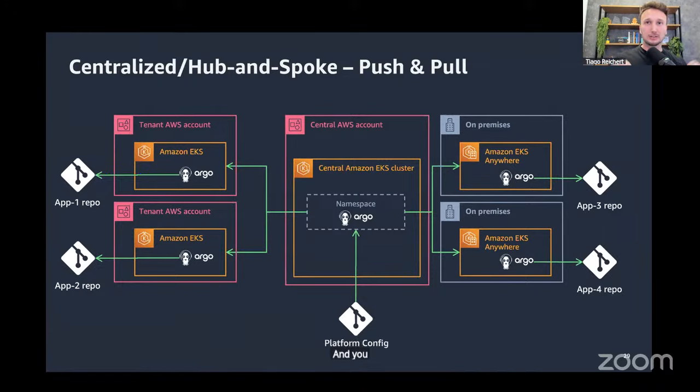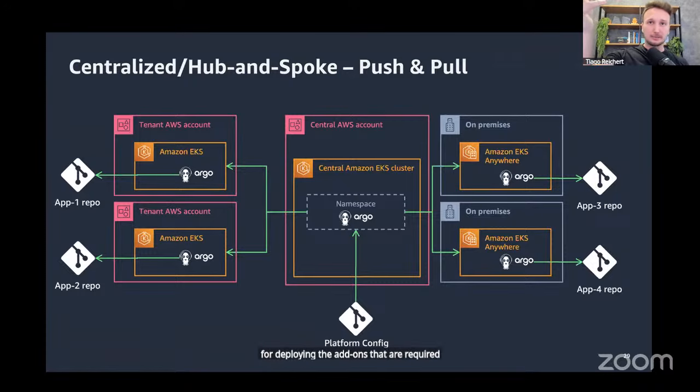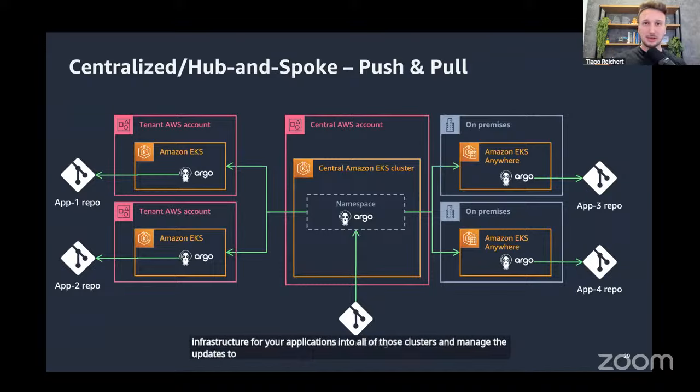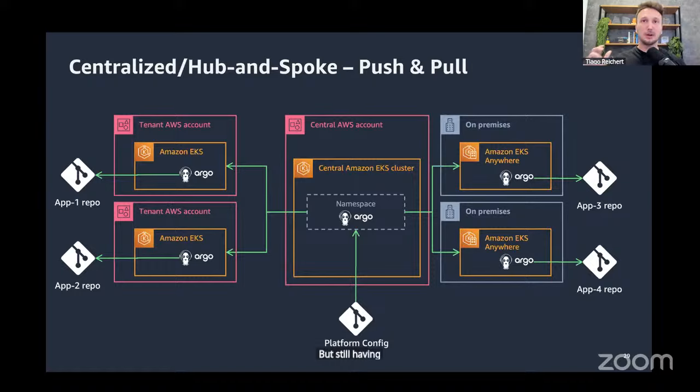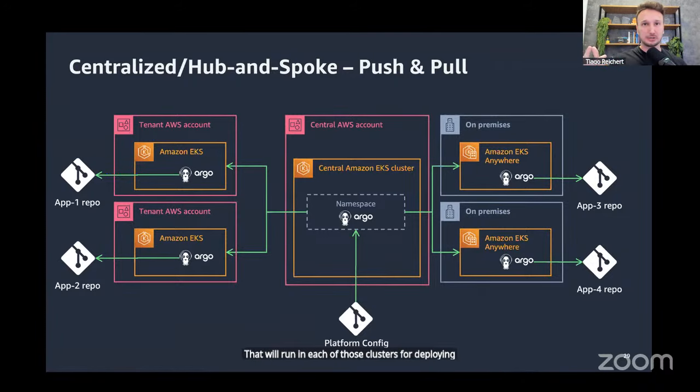And you have roles and responsibilities here, in which the platform team will be responsible for deploying the add-ons that are required as part of your base infrastructure for your applications into all of those clusters and managing the updates to those add-ons. But still having a Git repo for each of the business units, for which that business unit is responsible, maintaining the Git repo, but also having an Argo CD that will run in each of those clusters for deploying the applications, so that if that central account stops working, you are still able to deploy changes.